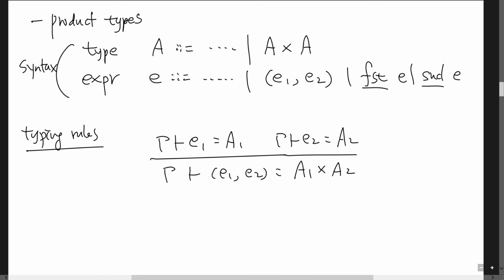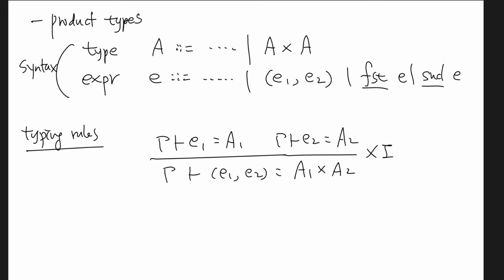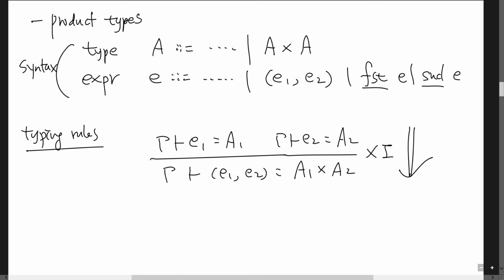And like the function introduction rule, the arrow introduction rule, we give this rule the name times, product introduction, because if you read this rule top down, you end up introducing this times. So this I stands for introduction. So that's the name of this typing rule.